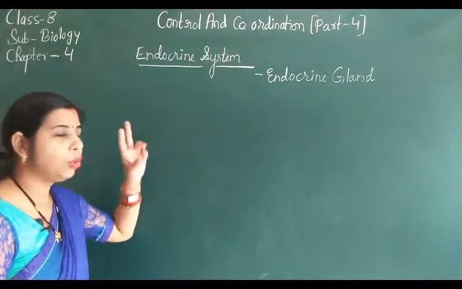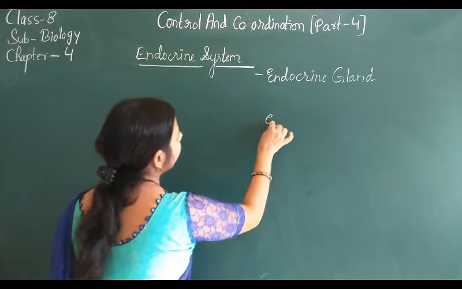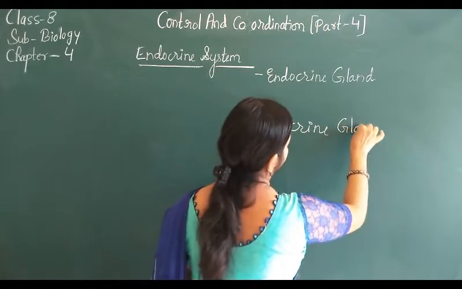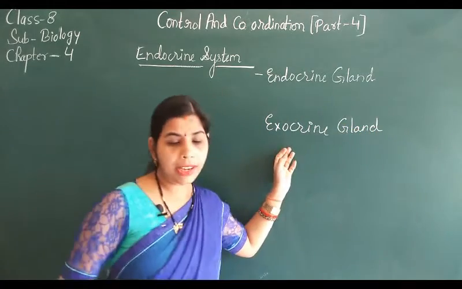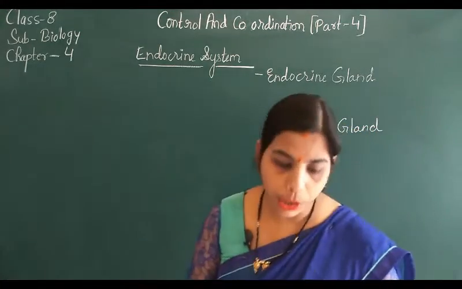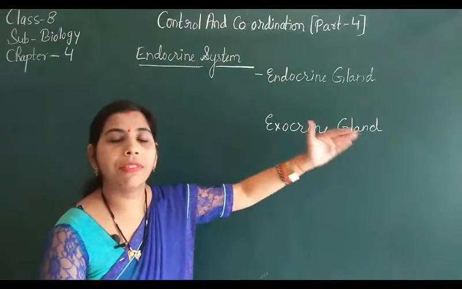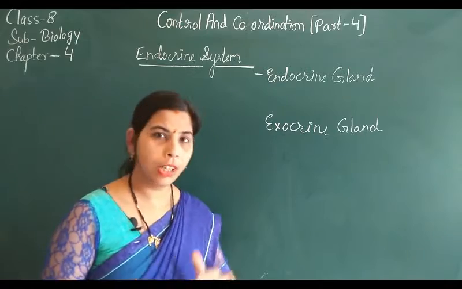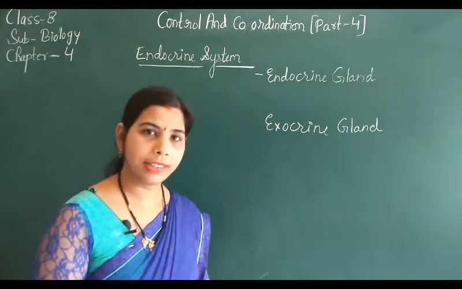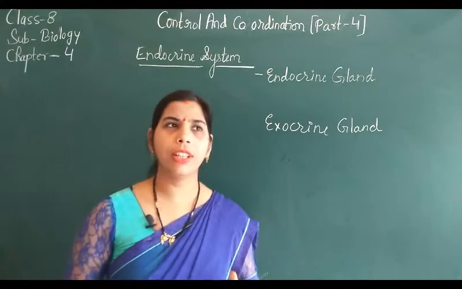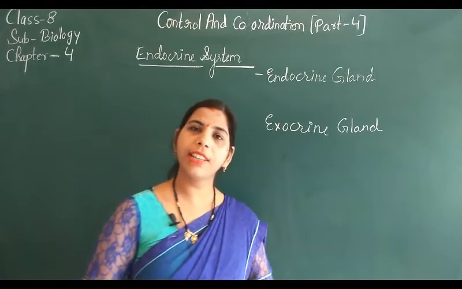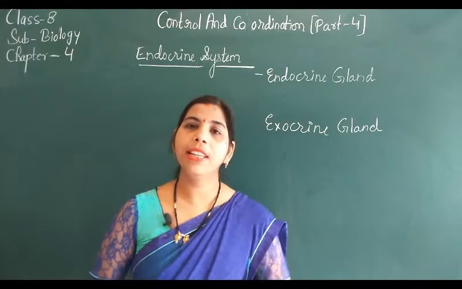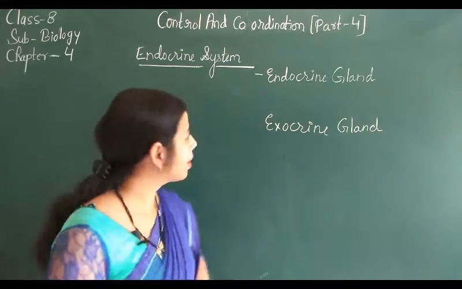Now in our body two types of glands are present, endocrine gland and exocrine gland. The exocrine glands deliver their substances through ducts. That means exocrine glands have ducts through which they secrete substances, just like the salivary gland secretes saliva through the salivary duct. But these endocrine glands do not have a duct.